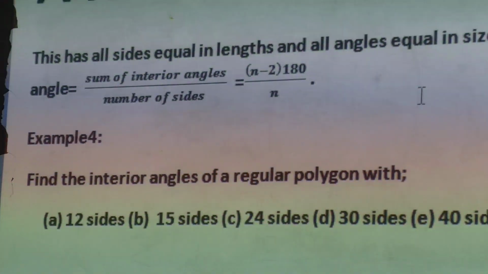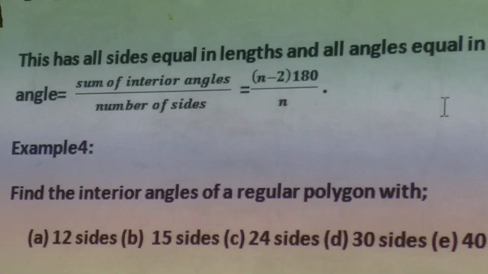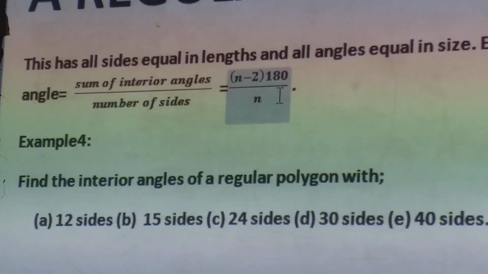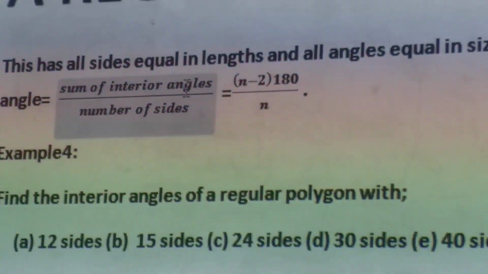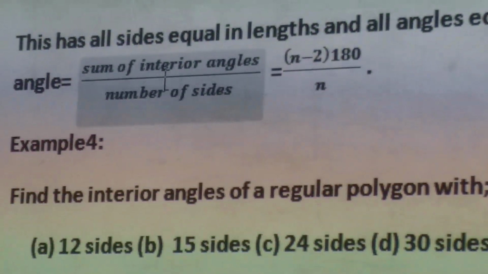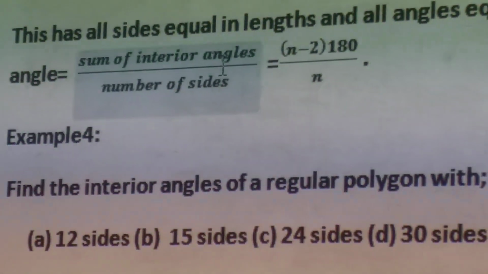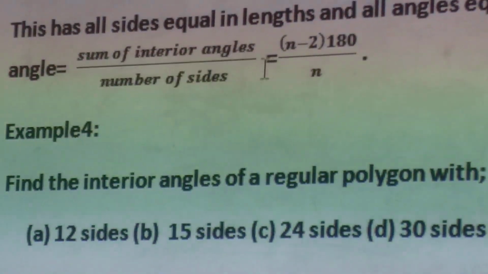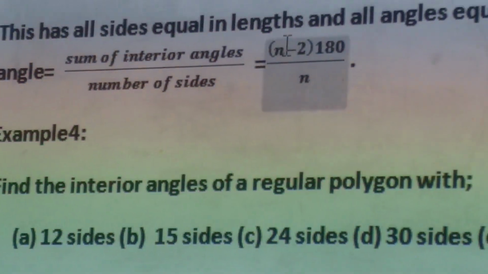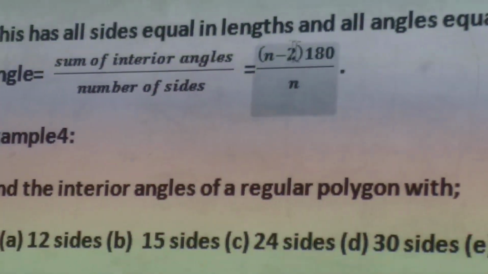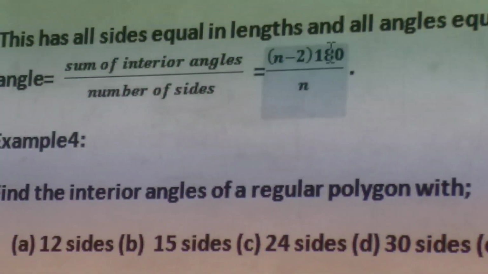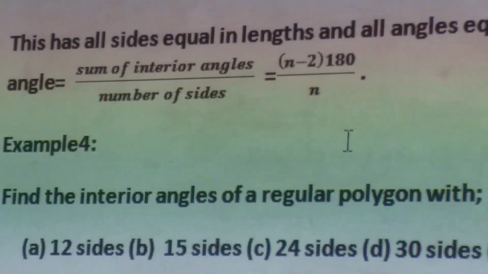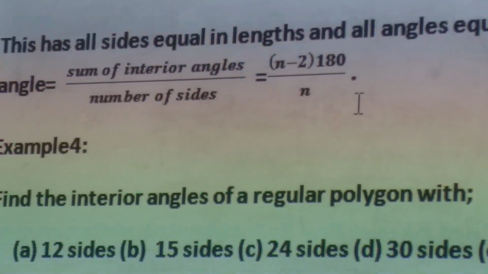Now, when we say the angles are all equal to each other, it means we can calculate the size of each. So the size of each we can calculate as the sum of interior angles divided by the number of sides, that is the number of angles. We write the expression for the sum of interior angles as n minus 2 in brackets times 180, over n, where n is the number of sides. That gives each angle in this case.